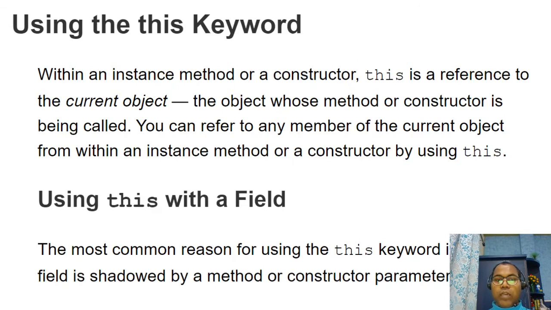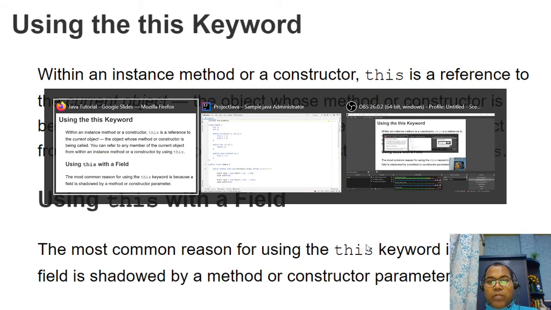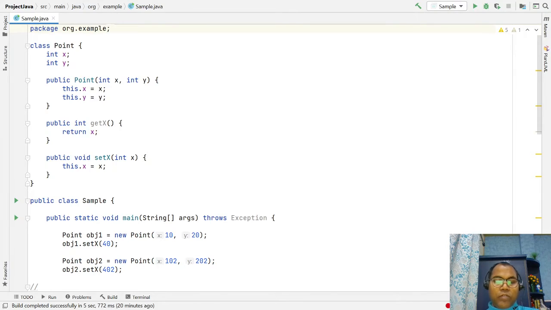So this is the keyword; this is a reference to the current object. Generally, this is used here. Sometimes you have a constructor parameter x and an instance variable x as well. If you type x = x, which variable gets assigned? If you want the parameter x to be assigned to the instance variable x, you have to use the this keyword.